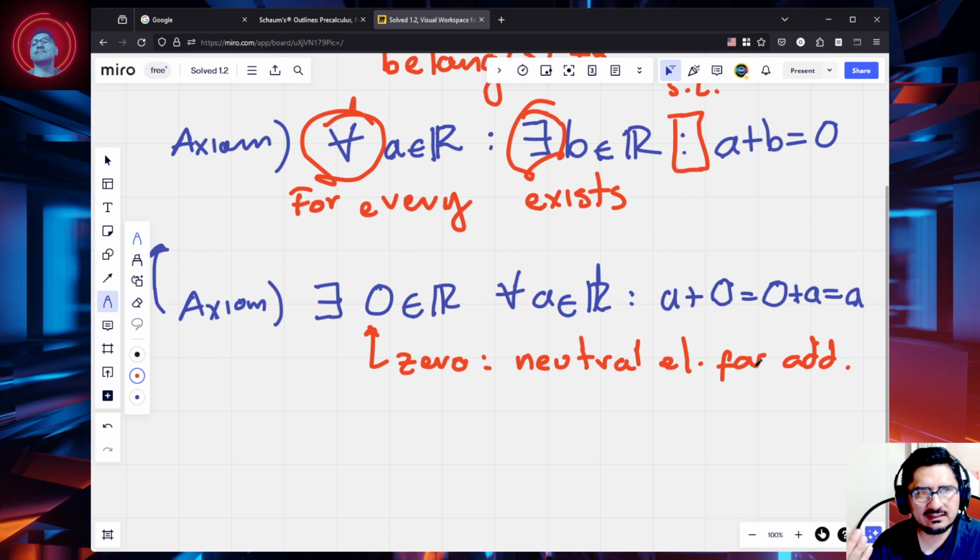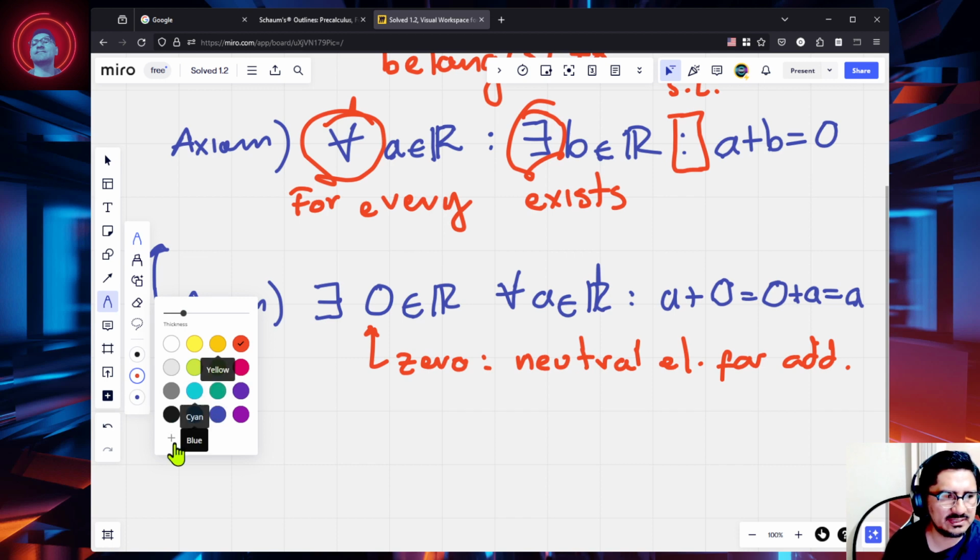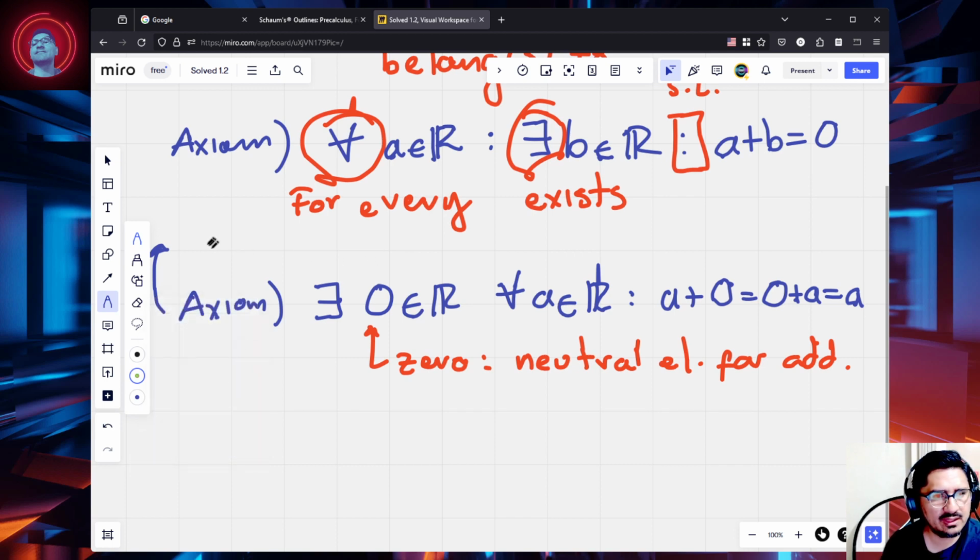And the idea of the axiom above is that for every real number, remember we are working just with real numbers, you can find another real number that, when you add those numbers, you get 0, the neutral element. In that case, let me use another color, maybe a green one. That number is called the inverse.